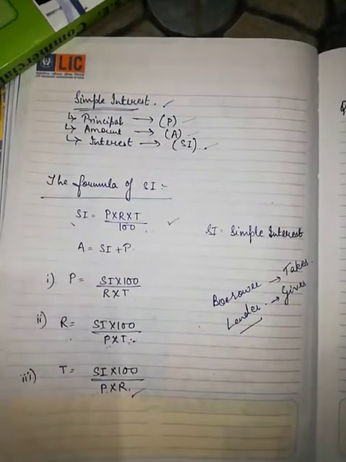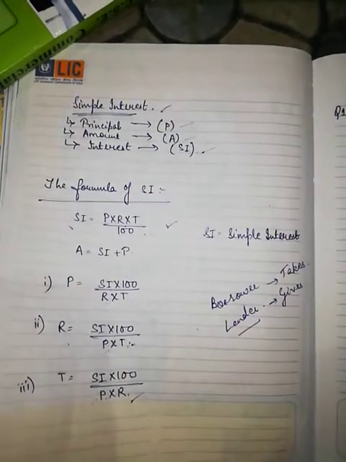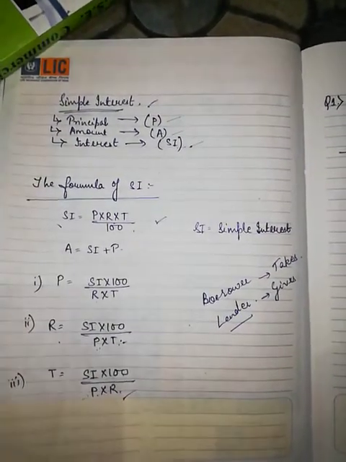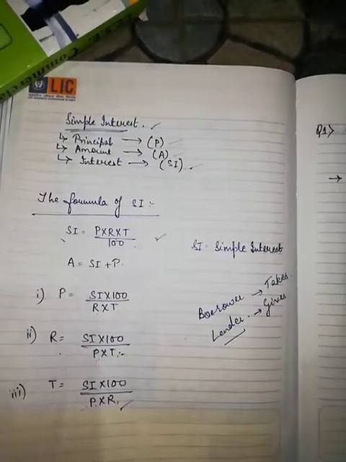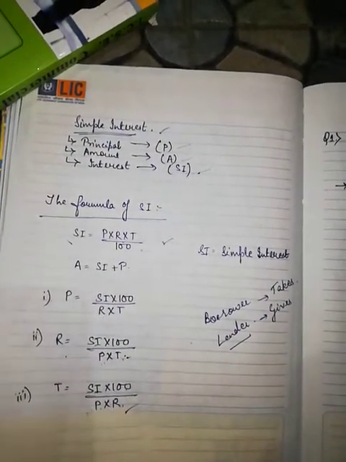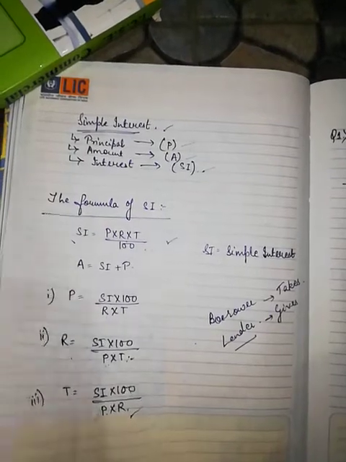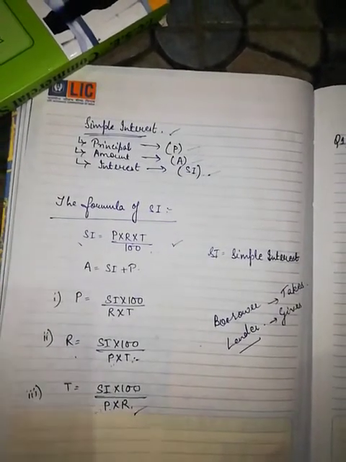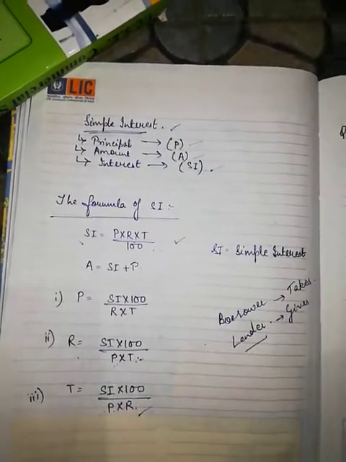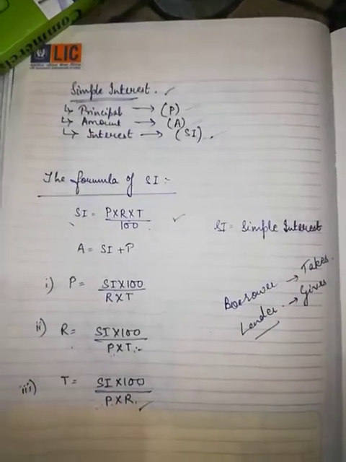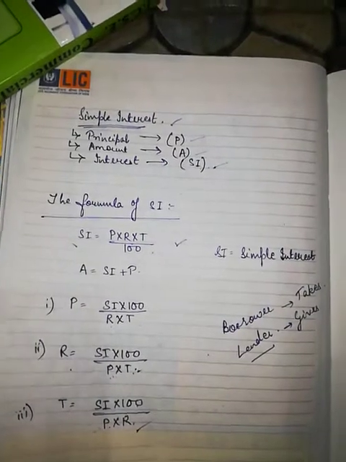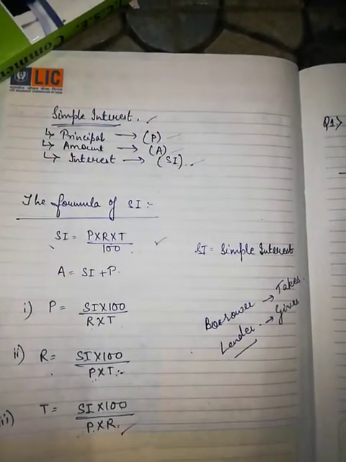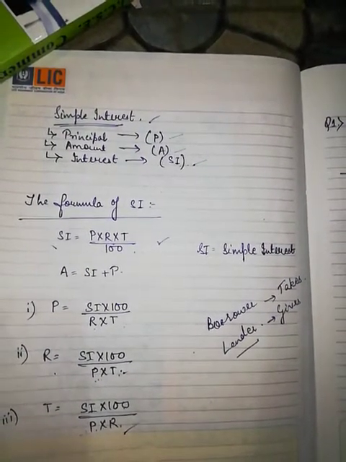So we are starting with a new chapter, that is simple interest. Now some basic knowledge about simple interest. Simple interest is imposed by the lender on the borrower. Now borrower is a person who is in need of money and takes money, and lender is a person who gives money. So the lender imposes some amount of interest on the borrower which he takes back when the borrower returns the money to him.